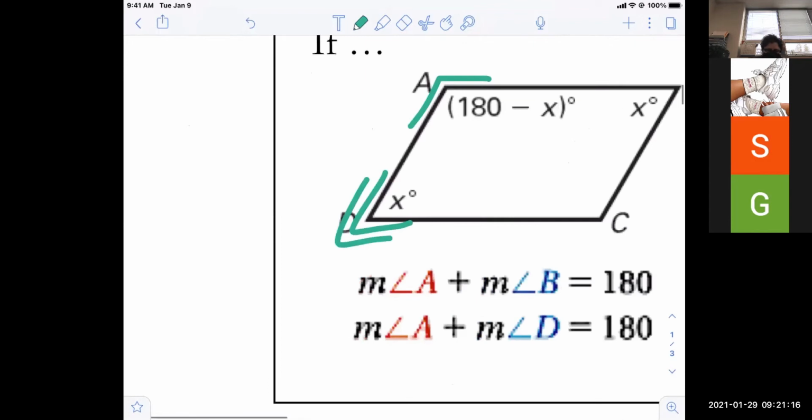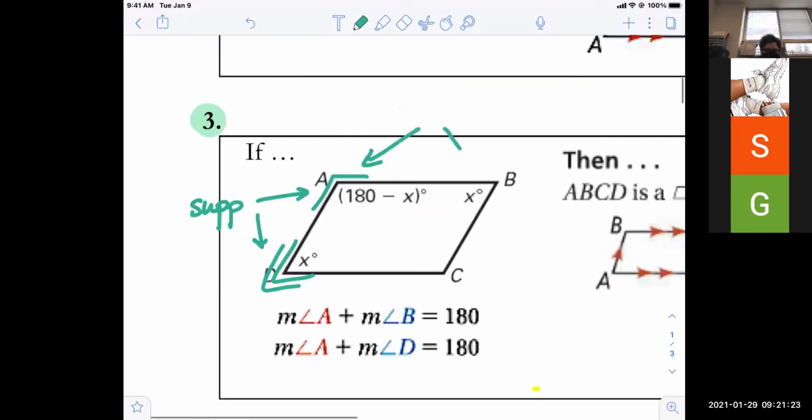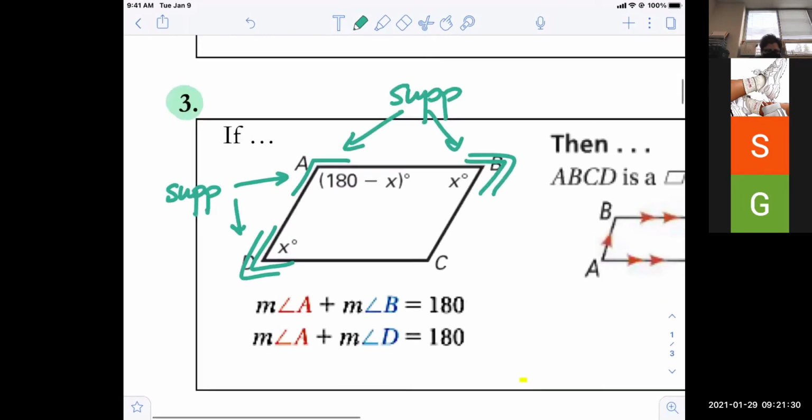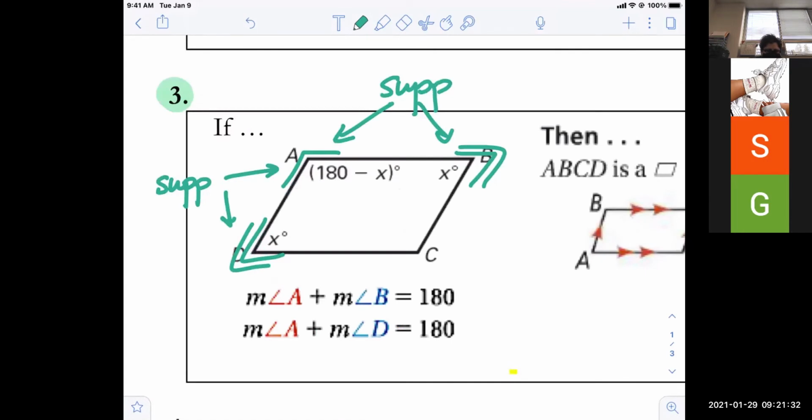Okay, so these two angles have to be supplementary. And also these two angles have to be supplementary. So that's going to force those opposite angles to be congruent, right? But if I told you, let's just put some numbers here. Let's say I told you this is 50 degrees. What would that make angle A have to be? 130, because 180 minus 50 is 130, right? And then if this angle is 130 and this one's supplementary, it forces that angle to be 50.